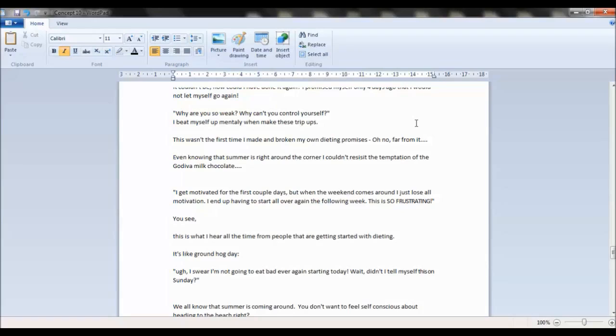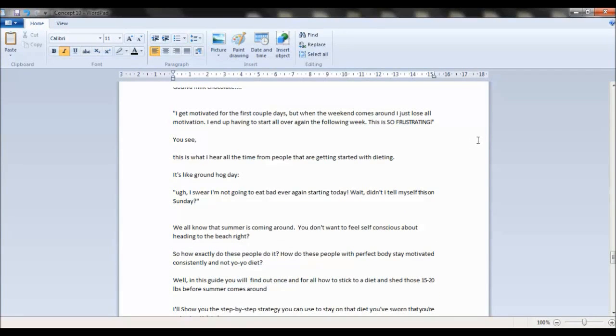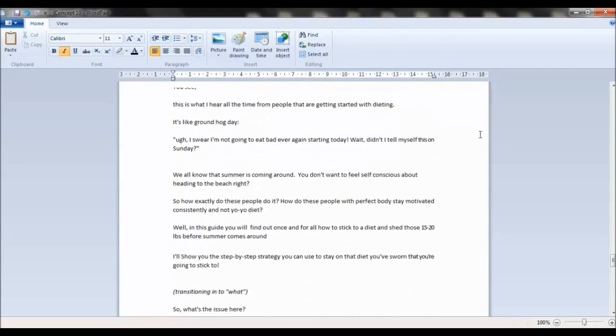Even knowing that summer is right around the corner, I couldn't resist the temptation of the Godiva milk chocolate. I get motivated for the first couple of days, but when the weekend comes around, I just lose all motivation. I end up having to start all over again the following week. This is so frustrating. You see, this is what I hear all the time from people that are getting started with dieting. It's like Groundhog Day. Ugh, I swear I'm never going to eat that ever again starting today. Wait, didn't I tell myself this last Sunday?